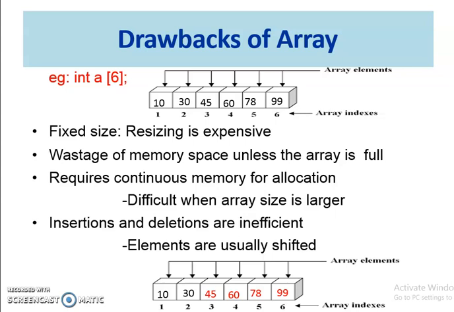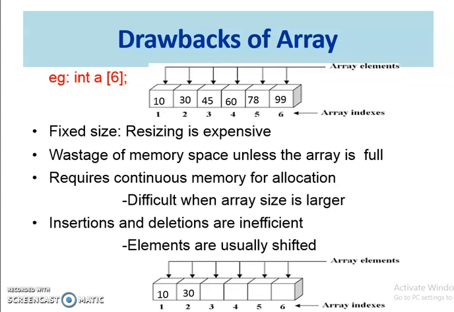Array requires continuous memory for allocation, which is very difficult when the array size is larger. One more drawback is the insertion and deletions are inefficient in arrays. Consider, for example, if an element 40 is to be inserted at the array index 3, then the elements 45, 60, 78 have to be shifted to the array indexes 4, 5 and 6 respectively.